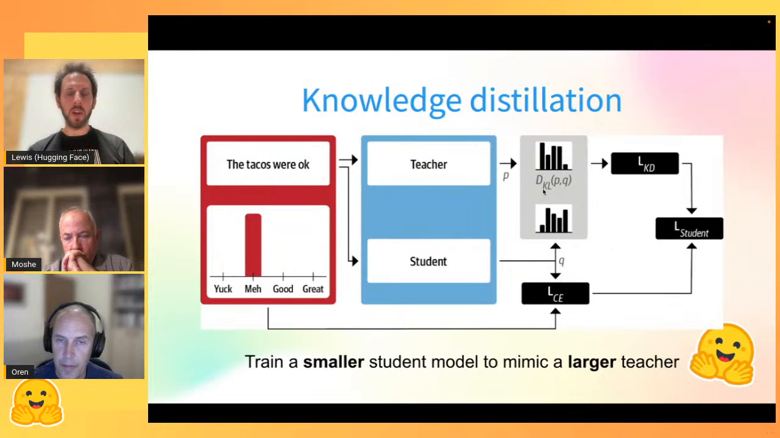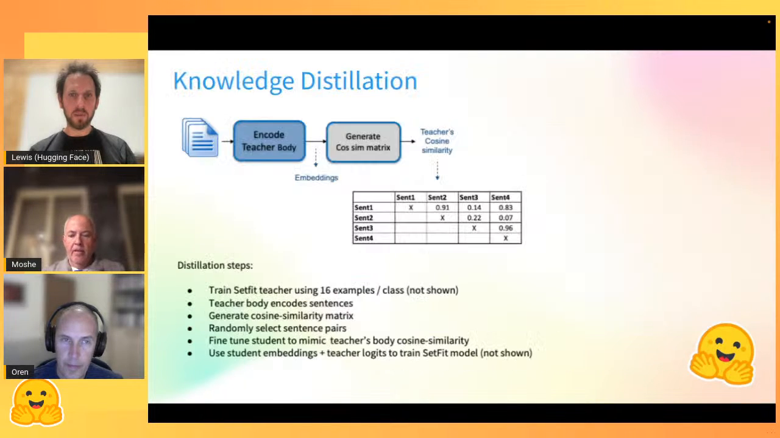And at the end of the day, we end up with something that typically has similar performance to the teacher, but is also much smaller, and therefore can run faster. So this is the high-level view of knowledge distillation in the context of standard classification. But in SetFit, we took a slightly different approach, and I'll now let Oren explain how that worked. Okay, thank you, Louis.